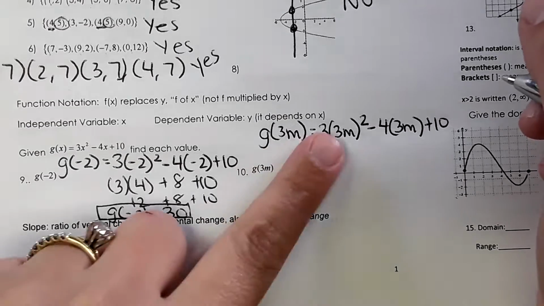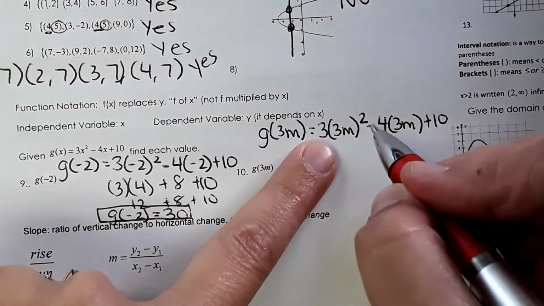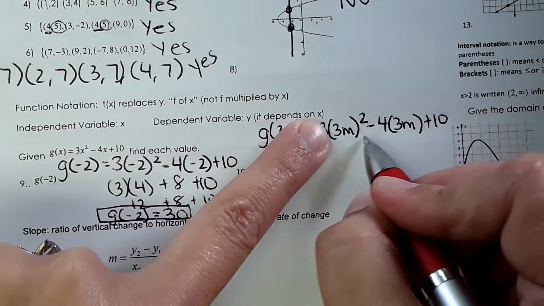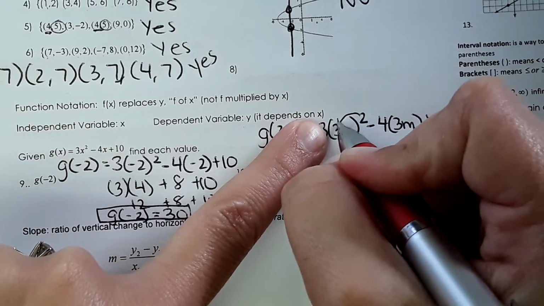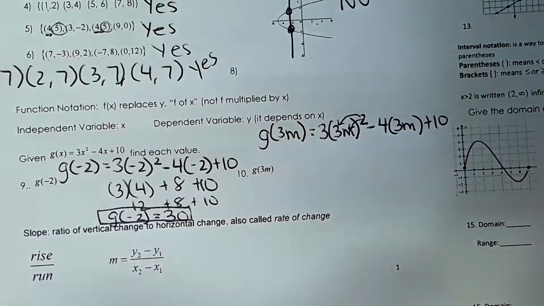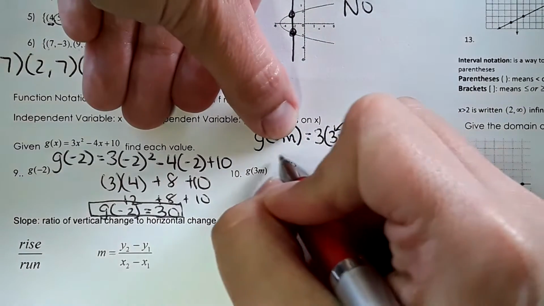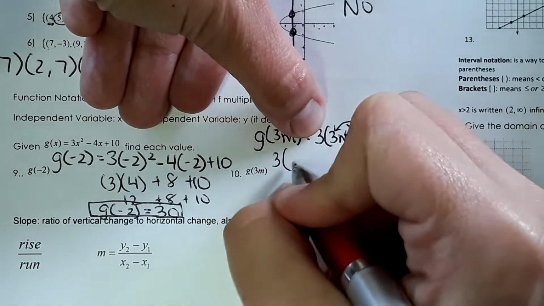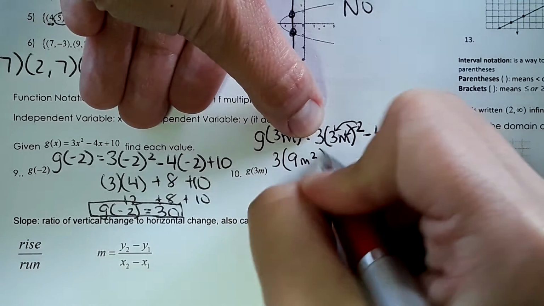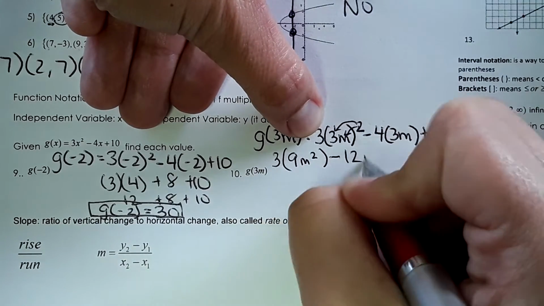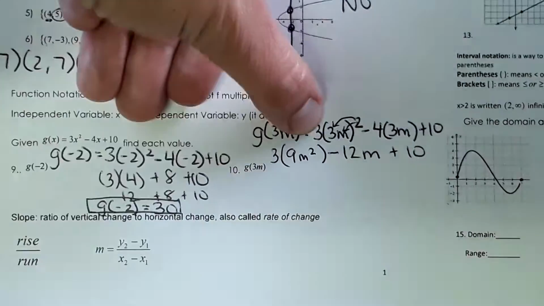Then from here, I simplify it as much as I can. Starting with this square, when you have something like this with the square on the outside, you have to square each of those numbers on the inside. So it'll look like this. 3 squared would be 9m squared minus 12m plus 10.